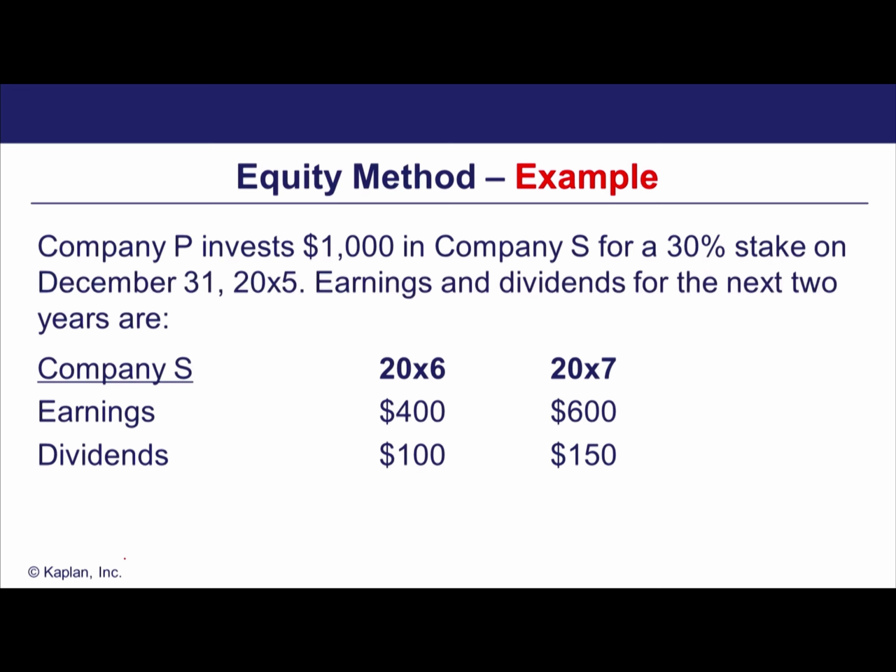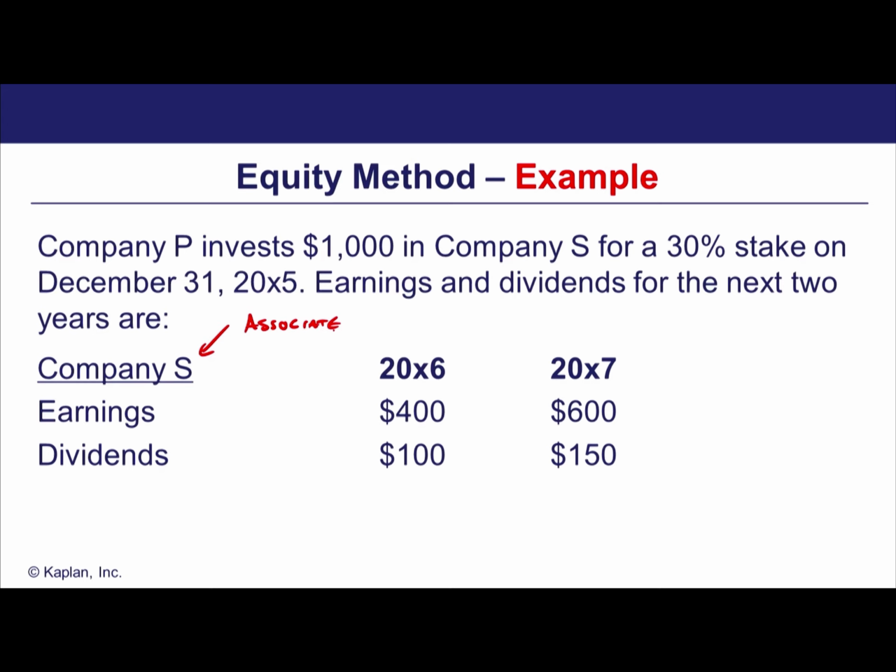Okay, so let's get into how this actually works. Company P invests $1,000 in company S in return for a 30% stake. So it's an equity investment and we're obtaining 30% of company S. Earnings and dividends for the next 2 years are as follows. So notice we're looking at our associate here. Company S is our associate. And we've been given its earnings and dividends in 20x6 and 20x7.